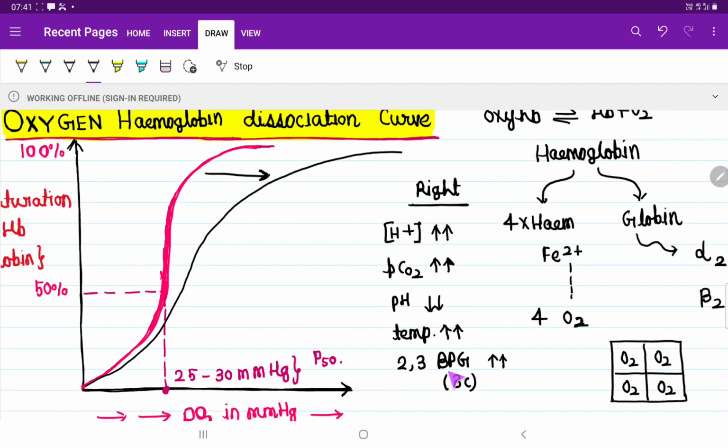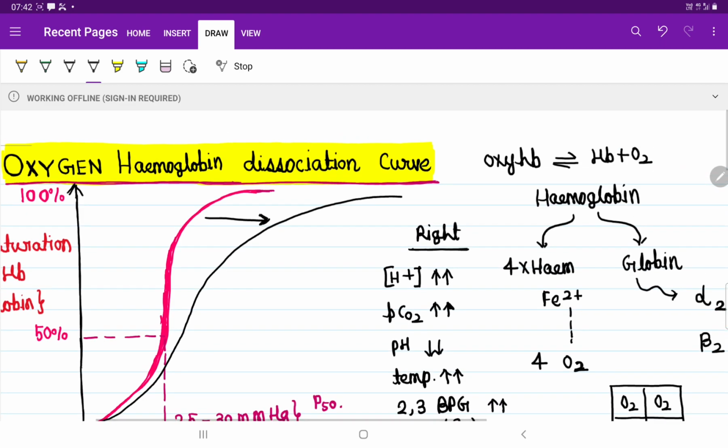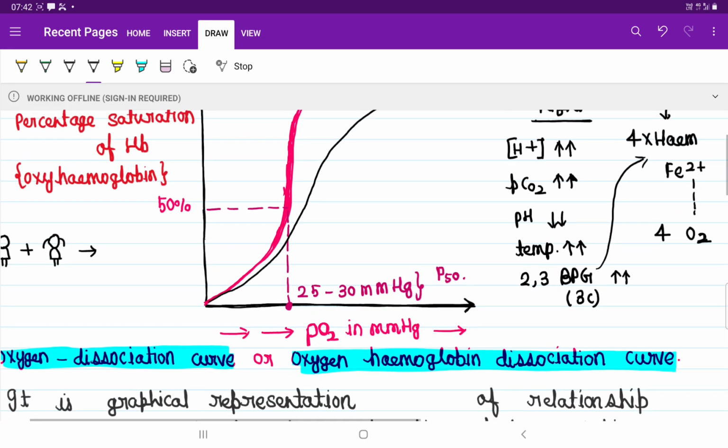That means this 2,3 bisphosphoglyceric acid binds with hemoglobin and does not allow oxygen to bind. So obviously it creates disturbance. That's why the curve shifts to the right side. Fine. Then scientists changed the condition.